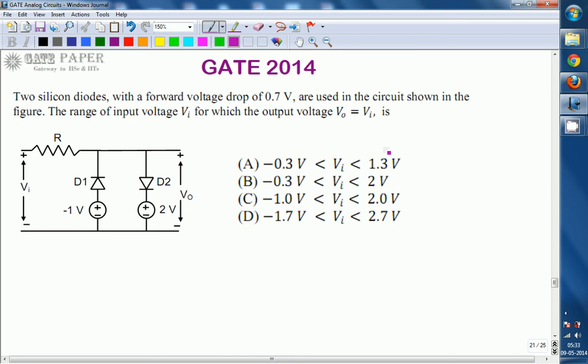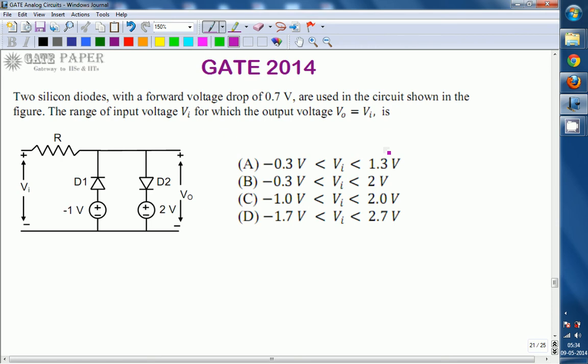Hello, we are discussing the GATE 2014 ECE paper, and the topic is related to analog circuits. Look at the diagram. Two silicon diodes with a forward voltage drop of 0.7 volts are used in the circuit. What is the range of input voltage Vi for which the output voltage V0 is equal to Vi? That we are going to calculate.